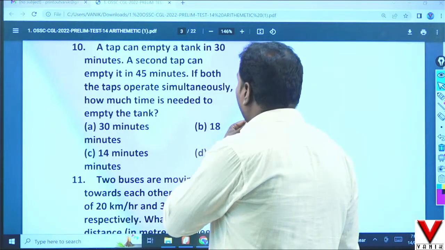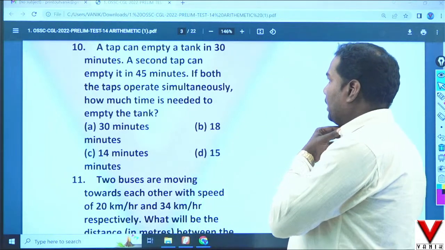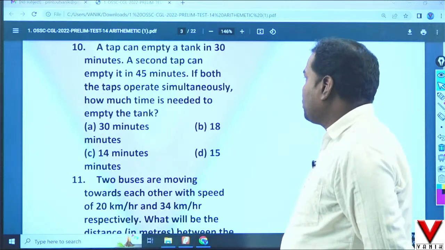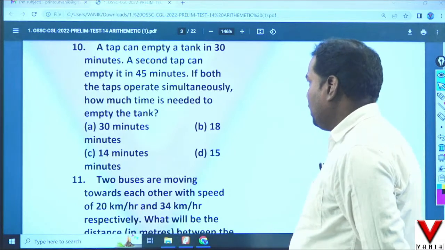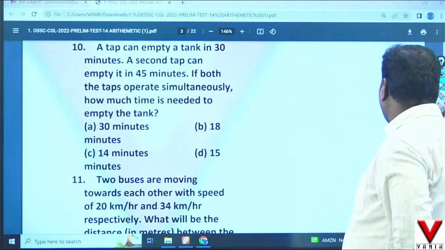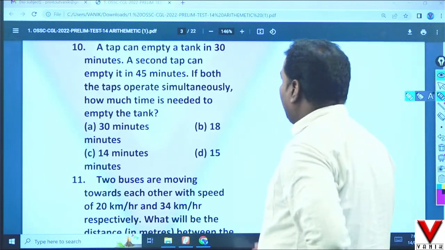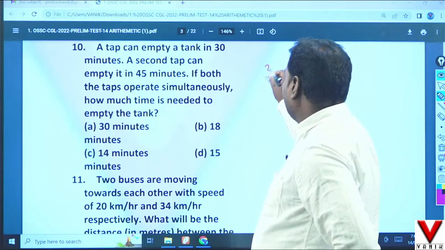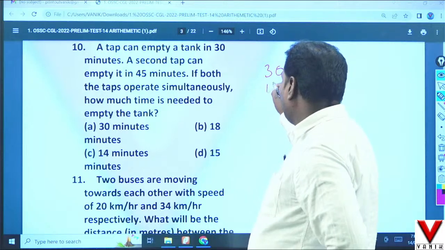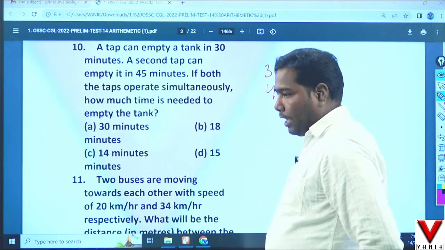A tap can empty a tank in 30 minutes. A second tap can empty it in 45 minutes. If both the taps operate simultaneously, how much time is needed to empty the tank? A tap can empty a tank in 30 minutes. A second tap also empties the tank in 45 minutes. Both taps will empty the tank.